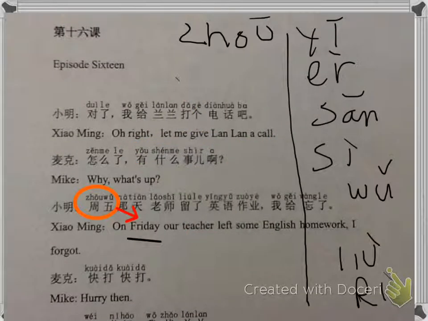And then Xiao Ming explains. He says, 周五那天老师留了英语作业我给忘了。So Xiao Ming starts the sentence with 周五。We've learned in the past how to say Monday, Tuesday, Wednesday, the way we learned was 星期一、星期二、星期三, Monday, Tuesday, Wednesday. Well, it's also common to say, instead of 星期, to say 周。So 周五 would be, of course, the fifth day of the week or Friday, right?